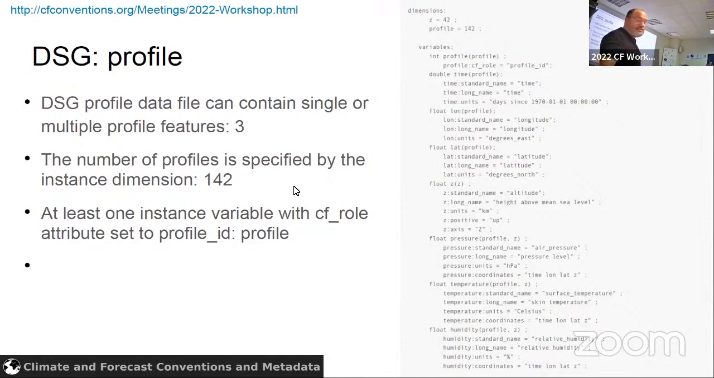A discrete sampling dataset can contain one or multiple profile measures. The number of profiles is specified by the instance dimension, in this case 142, and at least one of the instance variables with the CF role attribute has to be set to profile ID. The attribute is profile ID. In this case, the profile variable.